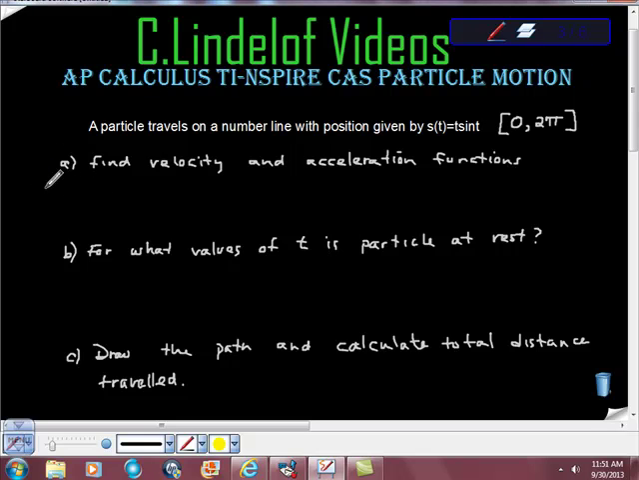This is what they're not going to ask you. They're not going to ask you to find this velocity and acceleration function. However, showing them that you have them will be really, really helpful.